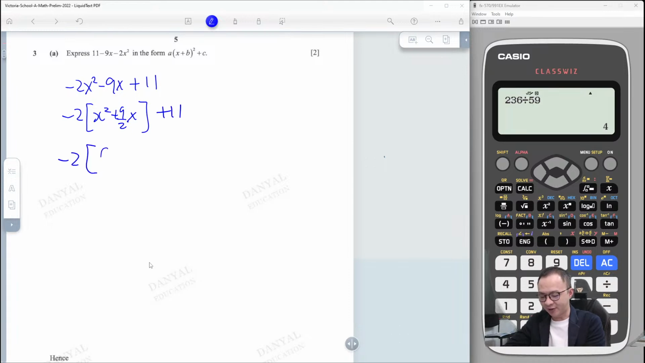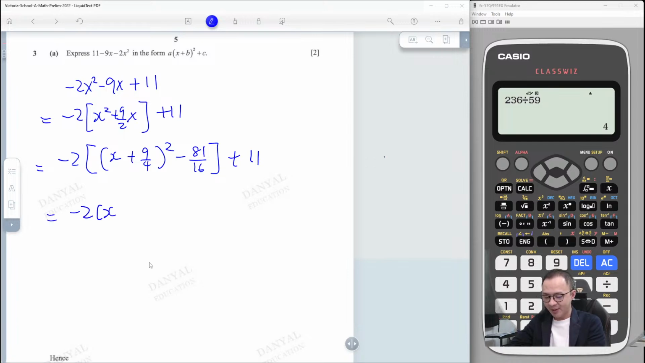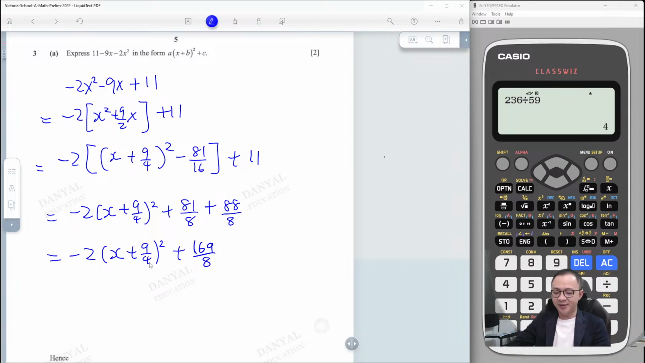Then we factorize this, becomes something bracket squared, which is x plus 9 over 4, isn't it? Then we minus 81 over 16, which is 9 over 4 squared, and then plus 11. Then I will multiply the negative 2 into both of them. x plus 9 over 4 squared plus 81 over 8. 11 I will change to 88 over 8. So with the negative 2, this one will be 169 over 8. Done. Okay, this is the pattern they want.